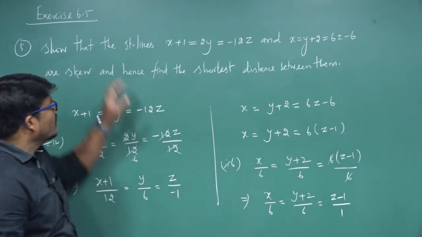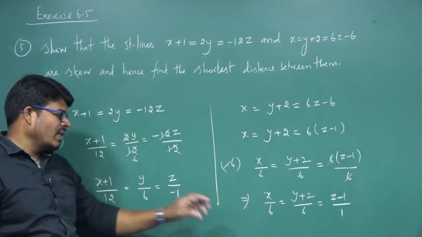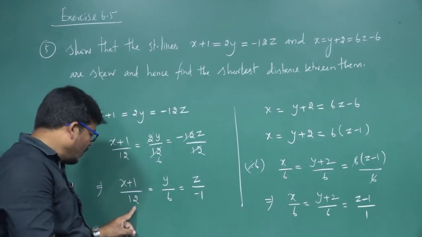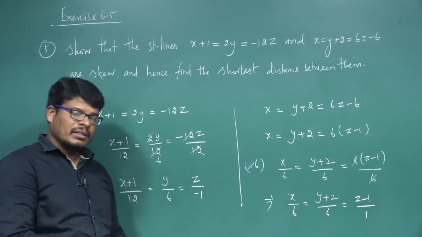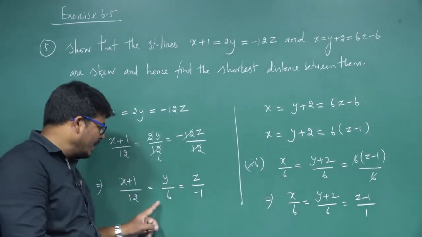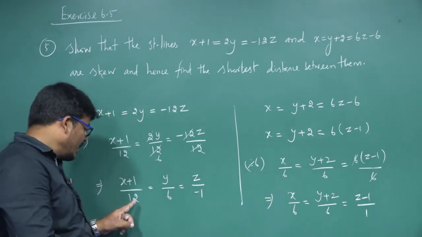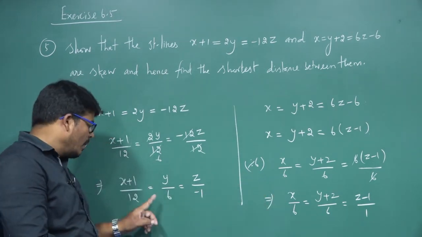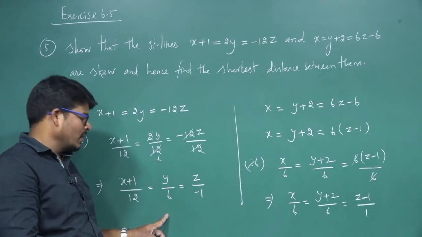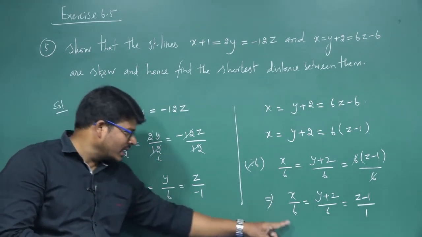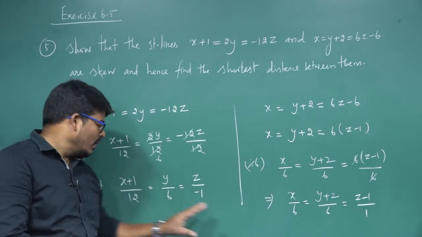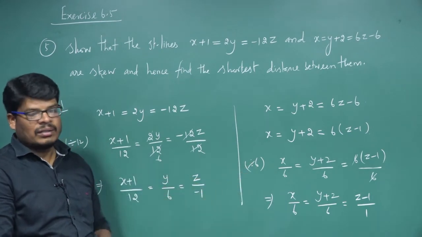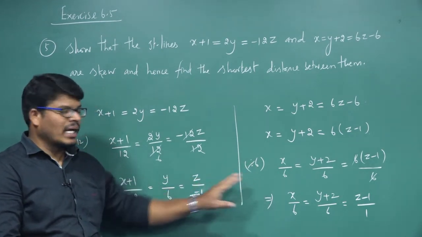Now show that the lines are skew lines. Compare the parallel directions B1, B2, B3 and D1, D2, D3. Comparing B and D, B is 12, 6, minus 1 and D is 6, 6, 1. So B is not a scalar multiple of D, since 12, 6, minus 1 and 6, 6, 1 are not proportional. Therefore the two lines are not parallel.